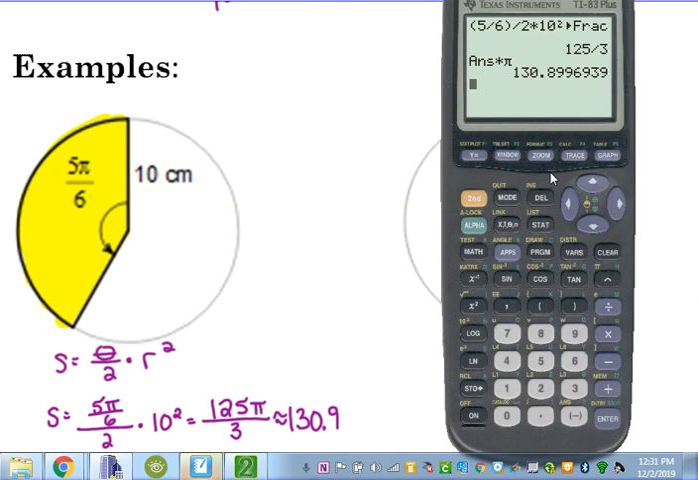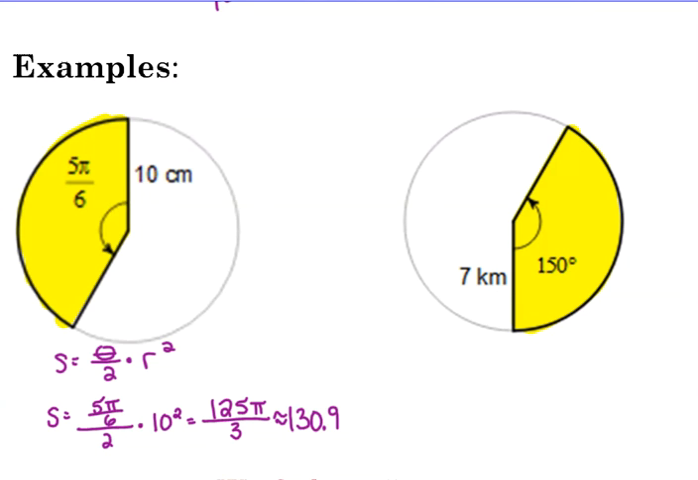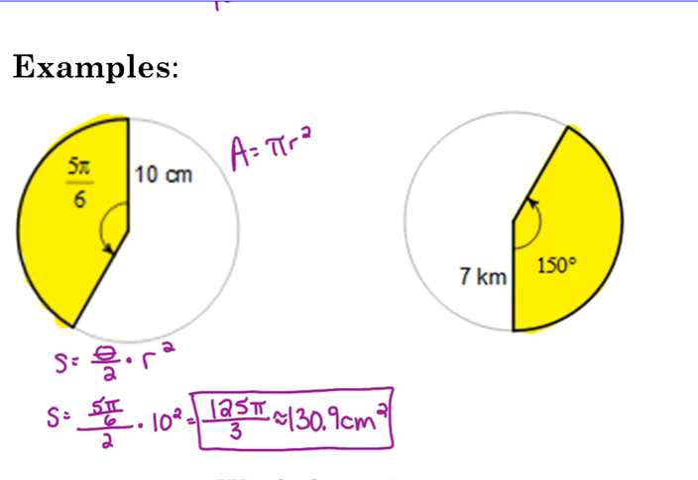Notice you can try to put that in fraction form. It is not going to put that in a fraction because pi is an irrational number. It cannot be expressed as a fraction. This is area. So our units here are squared. So here it's centimeters squared. Let's make sure that makes sense. What's the total area? Area is pi r squared.